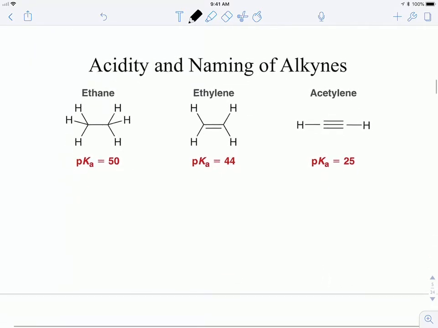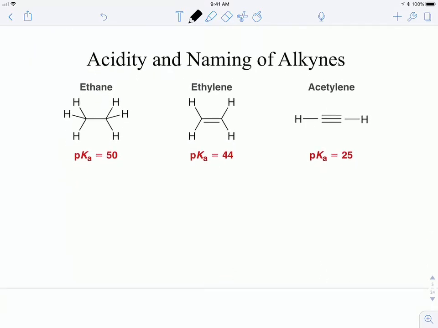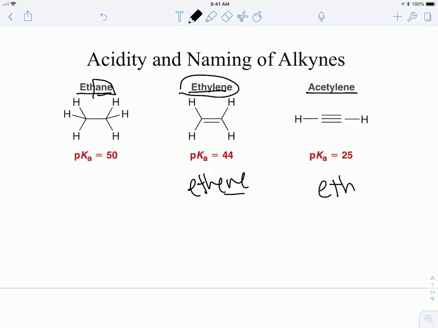All right. So how do we name alkynes? Well, generally speaking, I want you to be familiar with these common names. A 2-carbon alkane we know is ethane. A 2-carbon alkene, the common name for that is ethylene. The IUPAC name would be ethene. Remember, we drop the ane suffix and we add an ene suffix. So the IUPAC name for a 2-carbon alkyne would be ethyne. We add a yne suffix as opposed to an ane suffix.